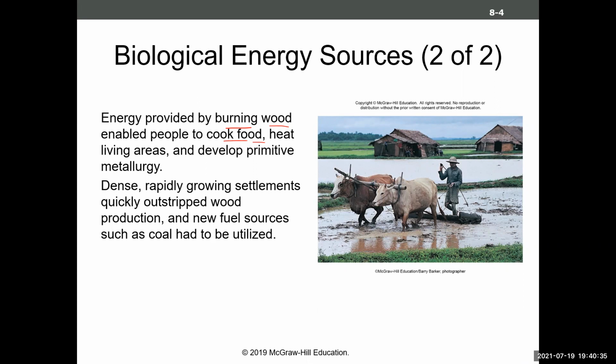So you have dense, rapidly growing settlements, populations increasing in those areas, and they harvest this wood relatively quickly because now all of a sudden you're not just using wood to build structures, but you're also using wood as a fuel source, as an energy source. And so once they kind of overuse or overexploit the wood in the surrounding area, they then have to look for and utilize new fuel sources, and one of those primary fuel sources was coal.